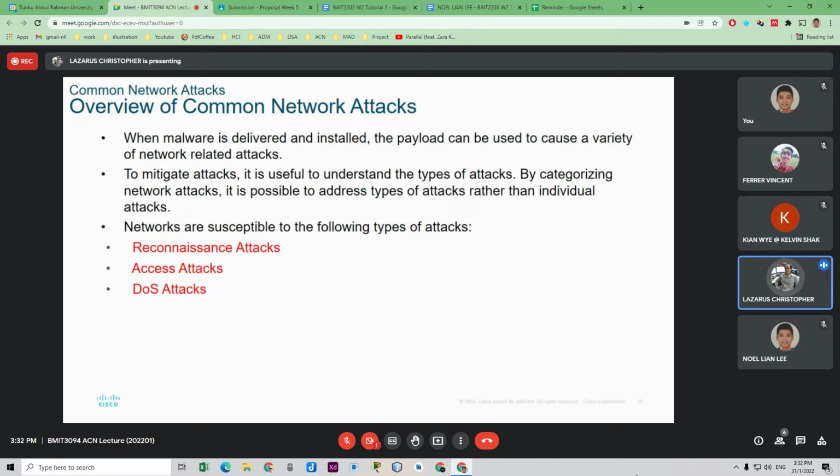So to mitigate network attacks, you have to understand the types of attack. When we categorize them, then we can address them properly, knowing what kind of attack it is and how to mitigate it. Networks are susceptible to these types of attack: reconnaissance attacks, access attacks, and denial of service attacks.